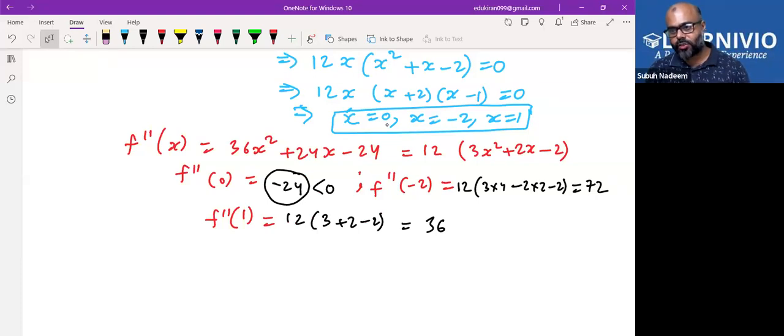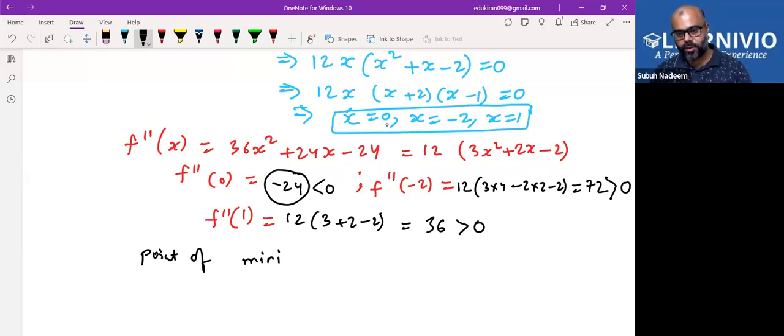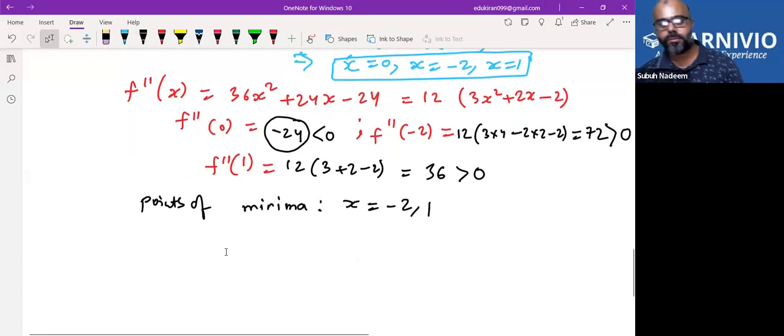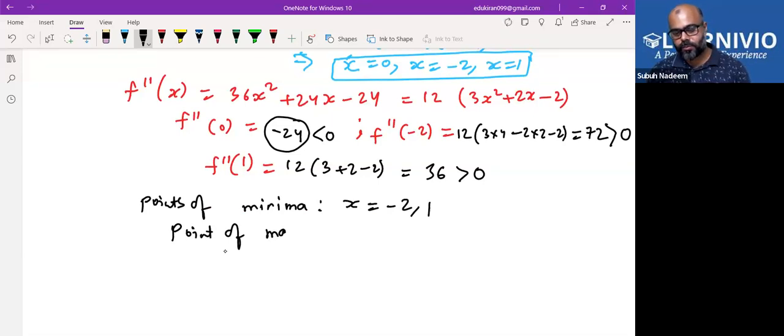F double dash minus 2 is a positive value. And F double dash 1 is a positive value. So you will say that there are 2 points of minima. Points of minima are minus 2 and 1. Okay, so they are positive. And point of maxima, where the double derivative is negative, so x equal to 0.